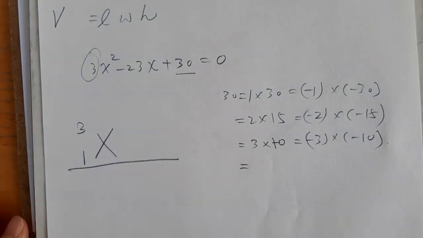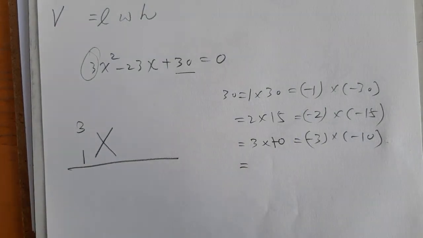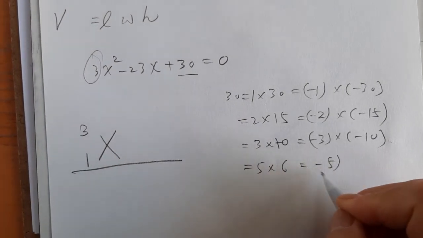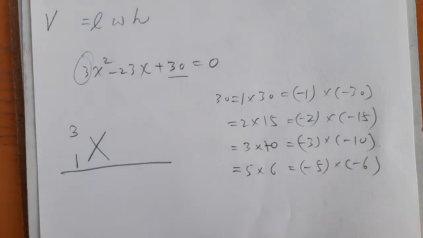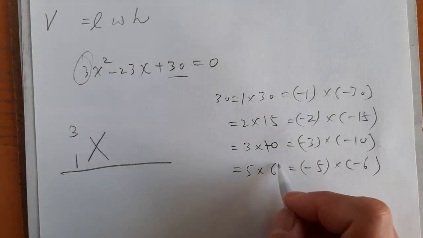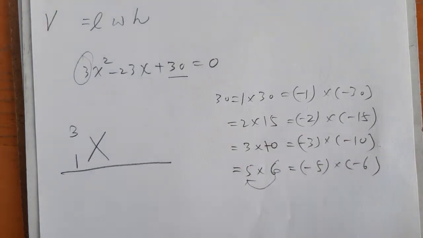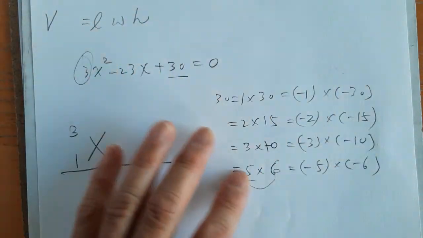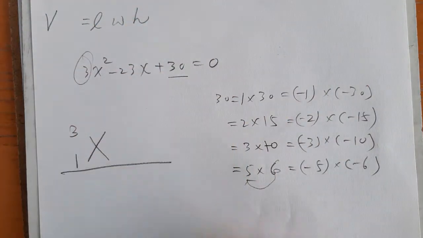Next, 4 does not divide evenly, so it's not a factor. Then 5. 5 times 6, or -5 times -6. Then next will be 6, and if you use 6, you go back to 5. It becomes repeating. Once you get repeating, you stop. Those are all the combinations of factors of 30.